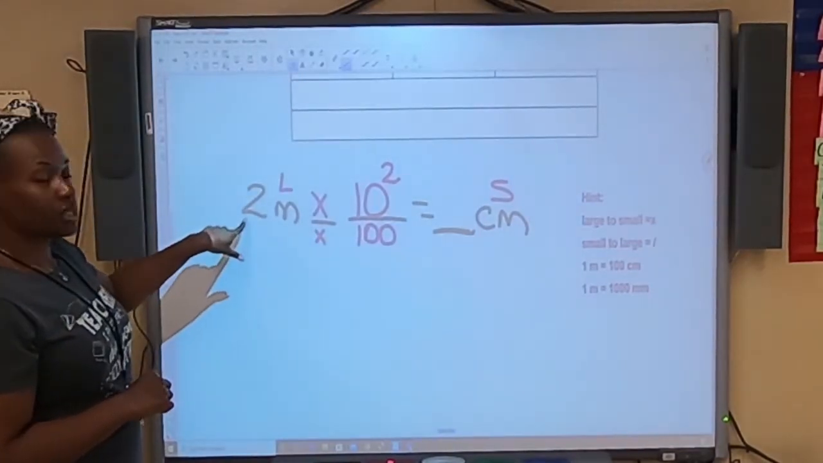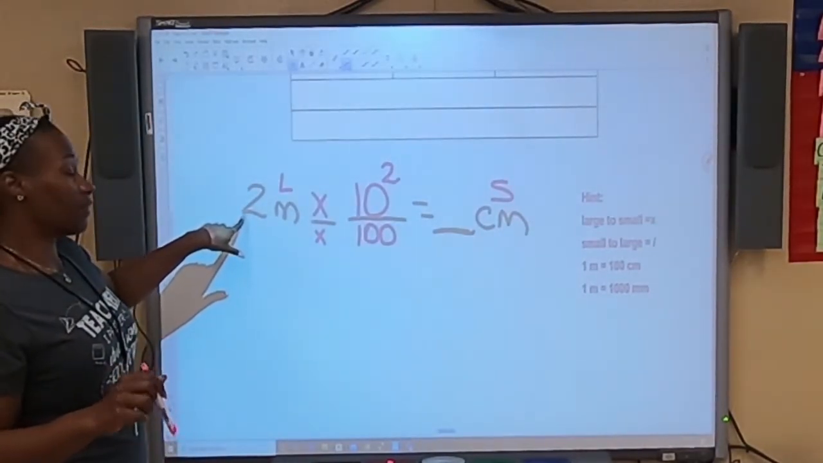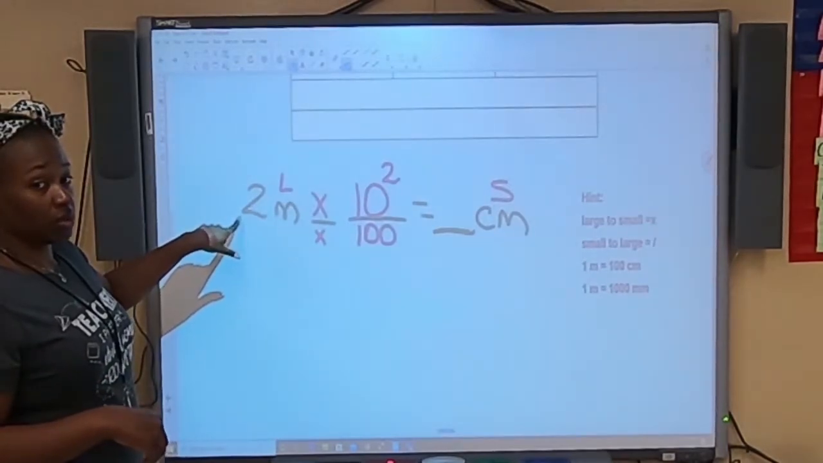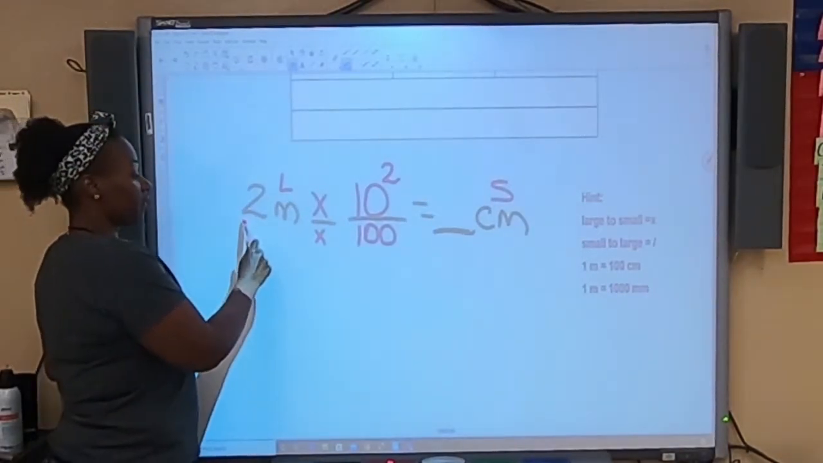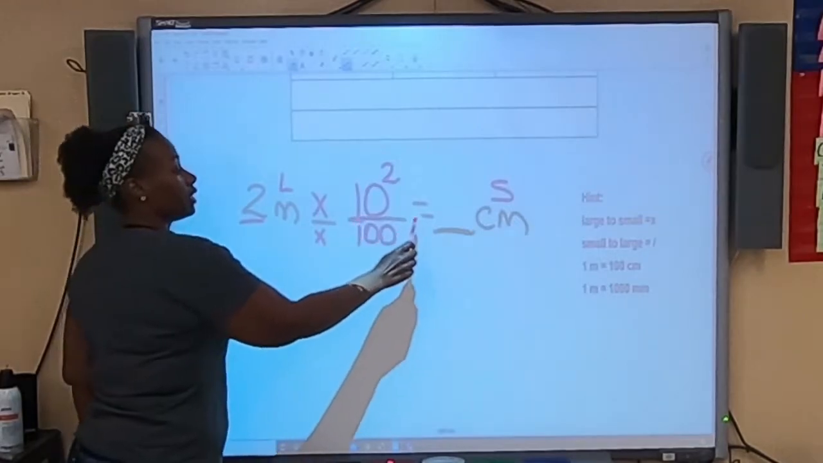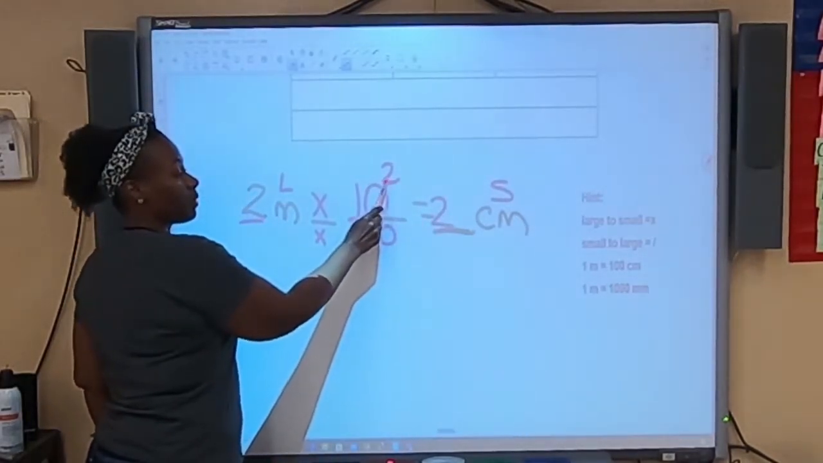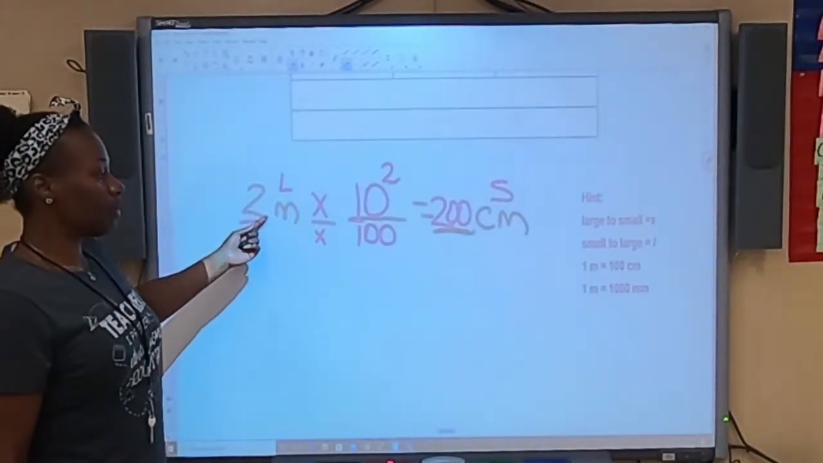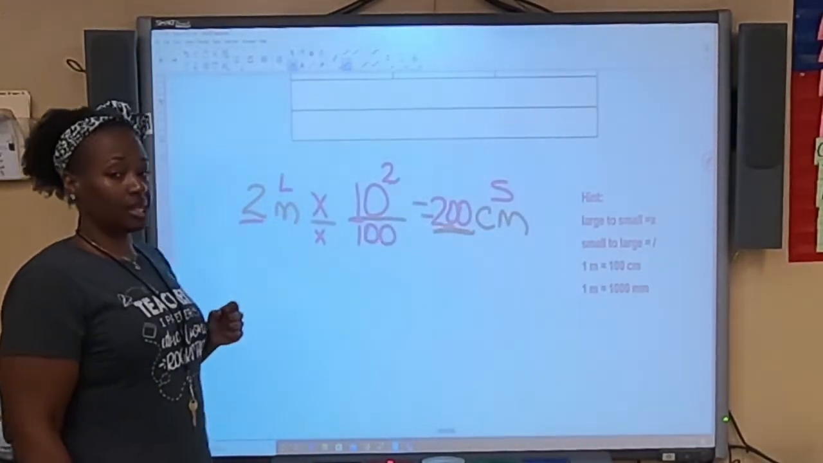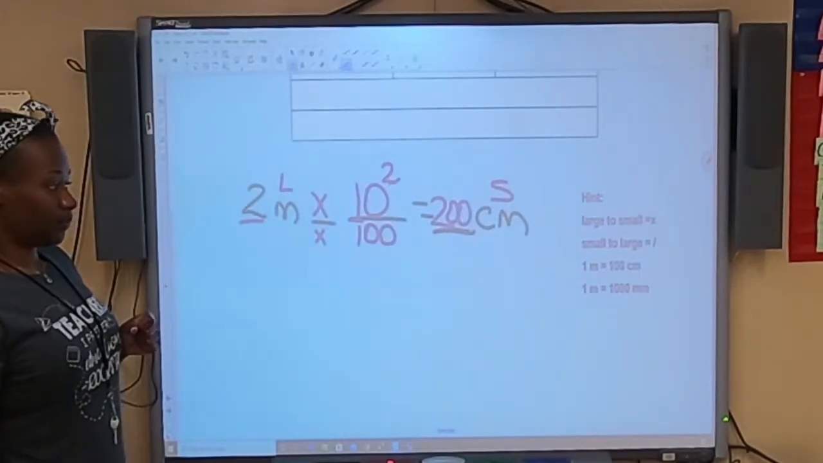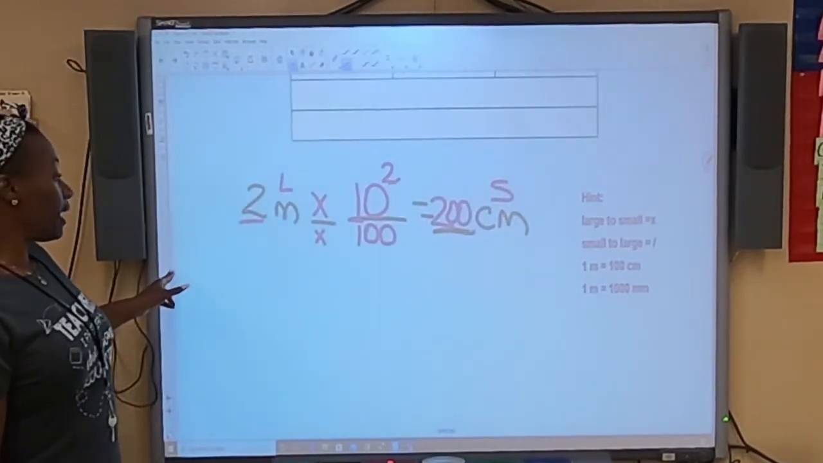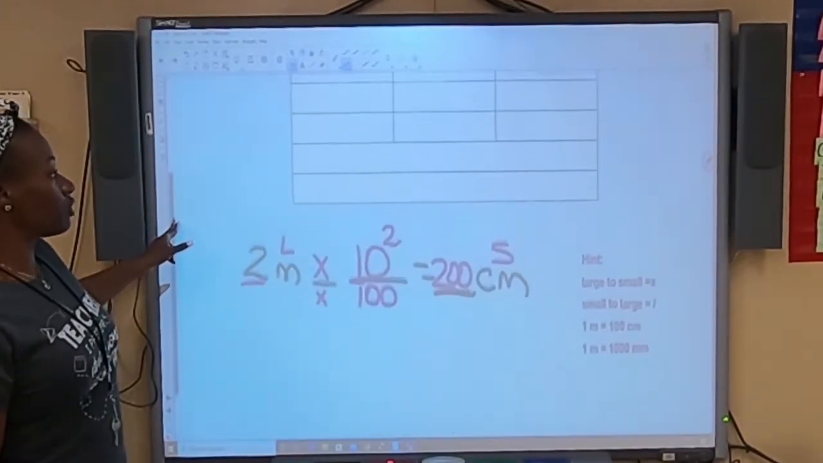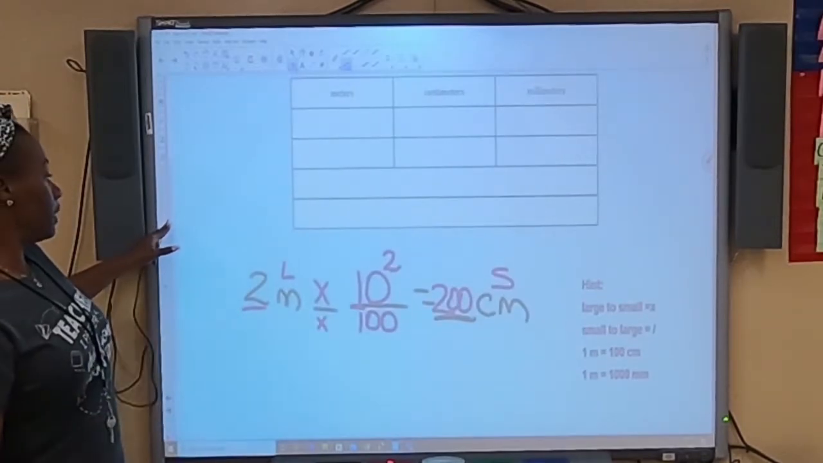So 2 is a whole number, so remember our shortcut from previous video. We know we can do basic fact, which is 2 times 1 is 2. My exponent says add 2 zeros. So I know that 2 meters equals 200 centimeters. Okay. Next, my question asks me to change those 2 meters to millimeters.